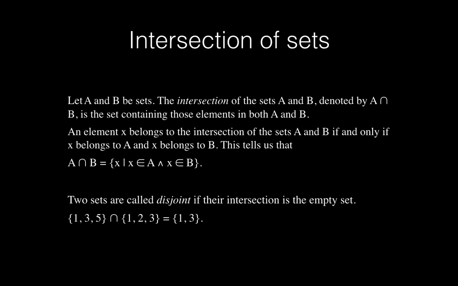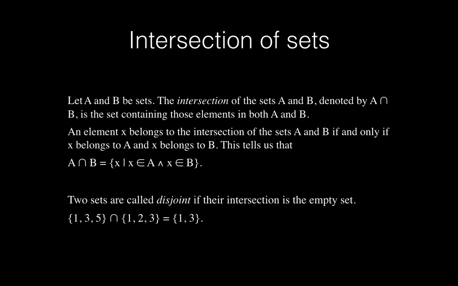So the intersection symbol is like a capital N, but a little more round. You invert the union symbol, writing it upside down, and that gives you the intersection symbol. A intersection B is a set containing those elements that are in both A and B.